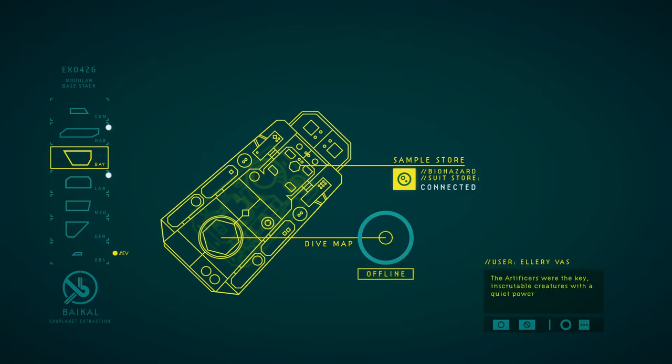The artificials were the key, inscrutable creatures with a quiet power. Able to simulate, predict, and then able to change. They could rewrite life itself. For Baikal, the opportunity this provided was clear.